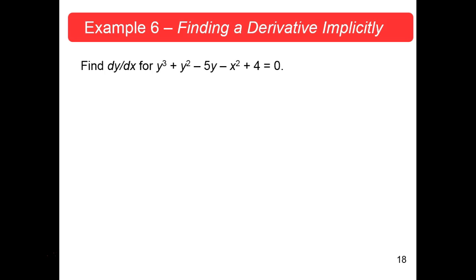Let's do example 6. Find dy/dx for y cubed plus y squared minus 5y minus x squared plus 4 is equal to 0. That certainly fits the bill that capital F of x and y is equal to 0, because that is equal to 0. So this thing right here is your capital F of x and y. Only variables that got in.